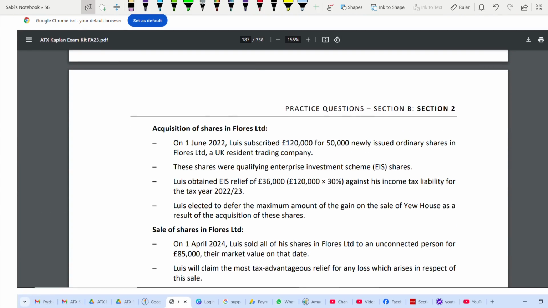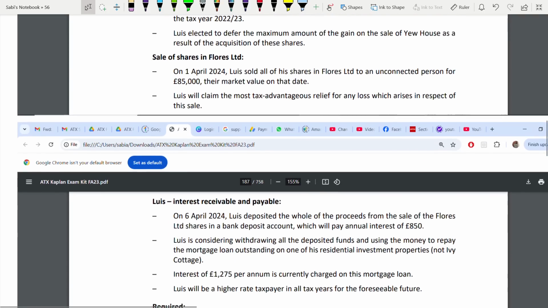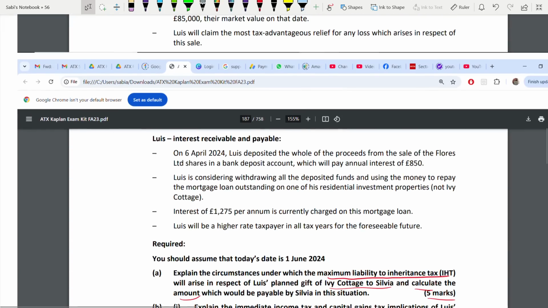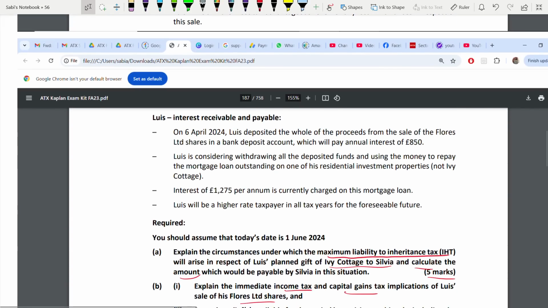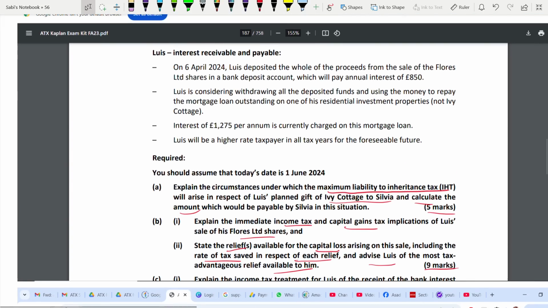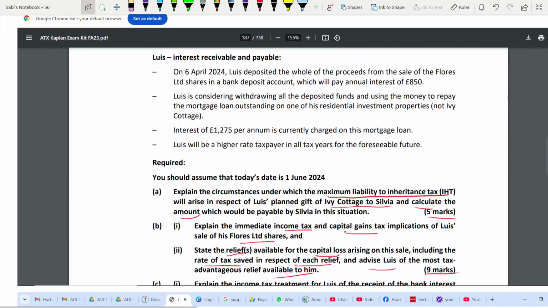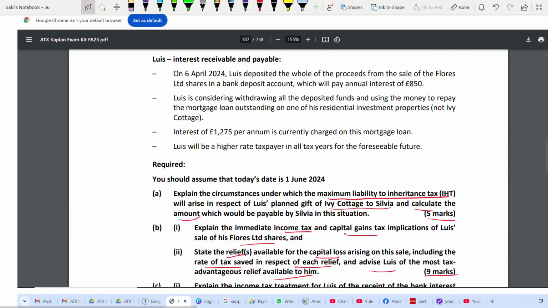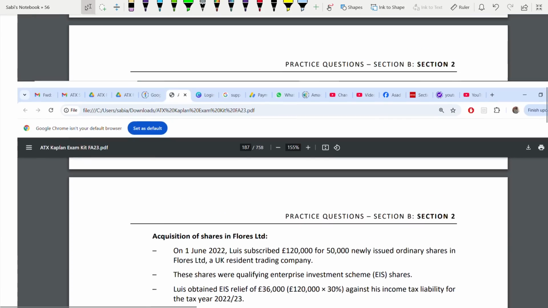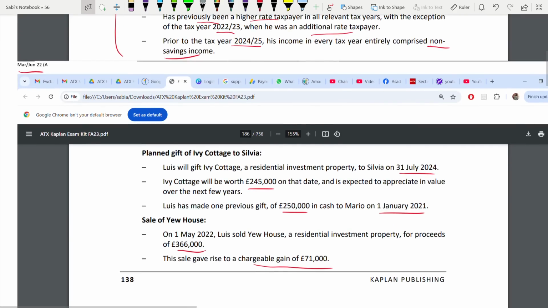Now when you're acquiring shares and selling those shares, so basically for the first part, first requirement A, we don't need the sale of shares part, we only need the first part, that is selling of the cottage.